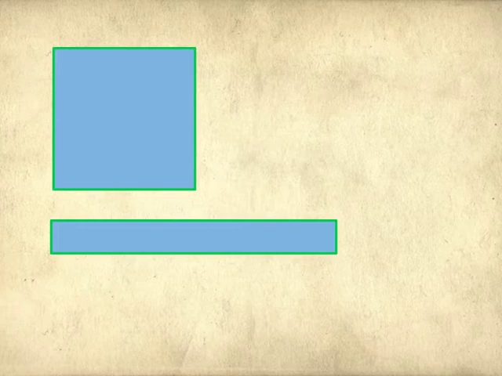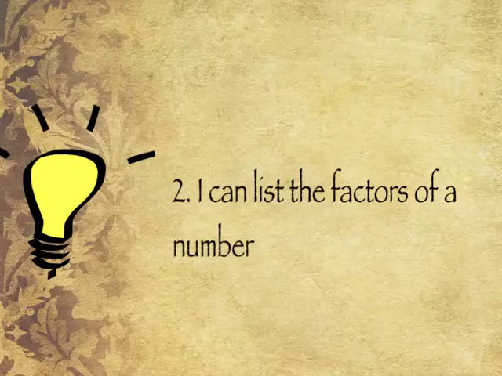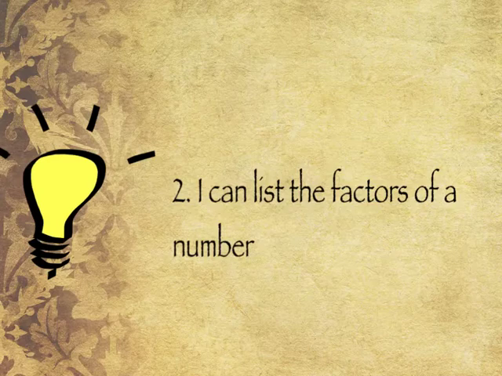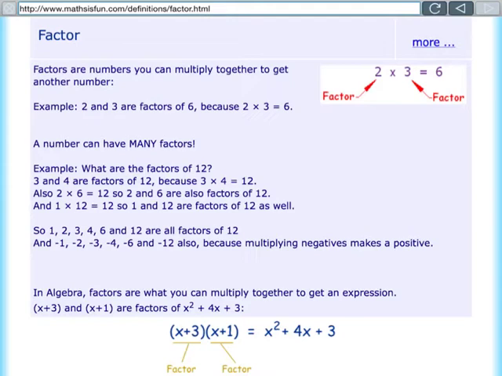And that's it for perimeter, because I hope this is something that you've been learning every year since grade 2. So let's move on to something that might be a little newer, and that's listing the factors of a number. So what is a factor? Factors are numbers you can multiply together to get another number. So 2 and 3 are factors of 6 because 2 times 3 is 6. A number can have many factors.